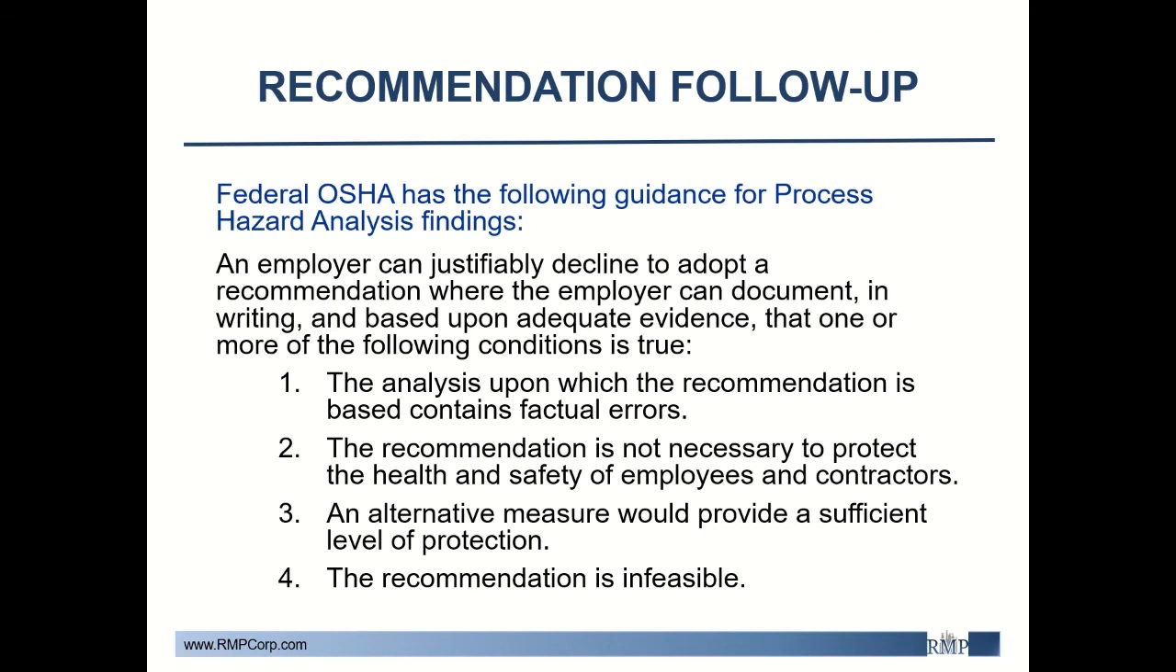For recommendations follow-up, Federal OSHA has the following guidance for PHA findings. An employer can justifiably decline to adopt a recommendation where the employer can document in writing and based upon adequate evidence that one or more of the following conditions is true. Number 1, the analysis upon which the recommendation is based contains factual errors. Number 2, the recommendation is not necessary to protect the health and safety of employees or contractors. Number 3, an alternative measure would provide a sufficient level of protection. Number 4, the recommendation is infeasible. So again, just because we give you a recommendation doesn't necessarily mean that you have to follow up with that recommendation.